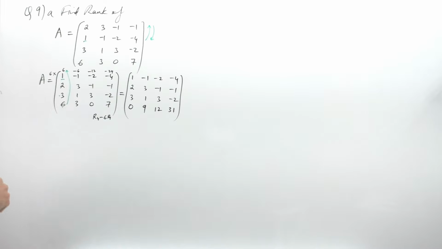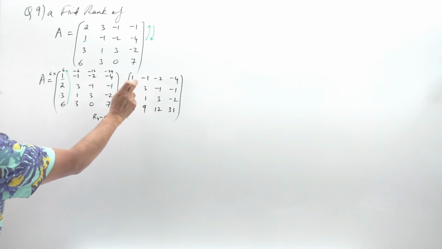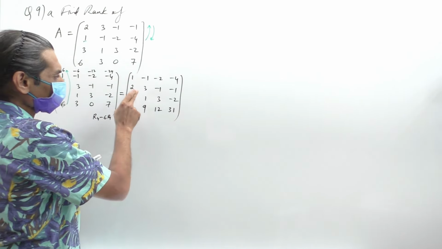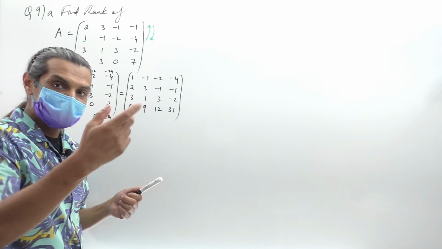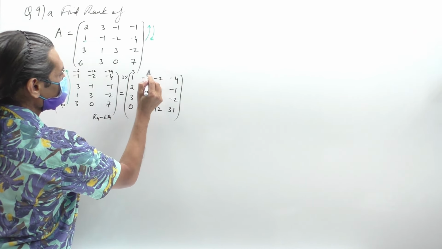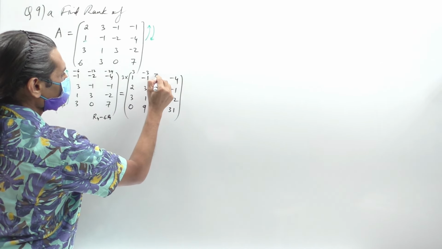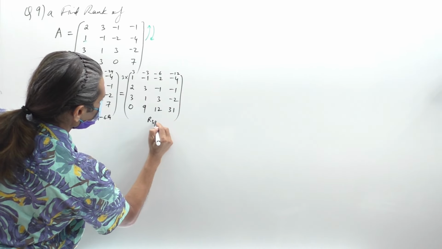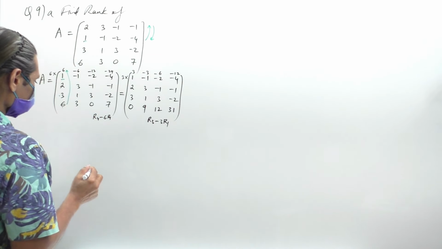Okay, now the next one. We need to make this 3 a 0 making use of 1. How can I make 3 a 0 making use of 1? 3 minus 3 is 0. So multiply the first row by 3. 3 1s are 3, 3 minus 3 is minus 6, and 3 4s are 12. So R3 minus 3 R1 is the operation.